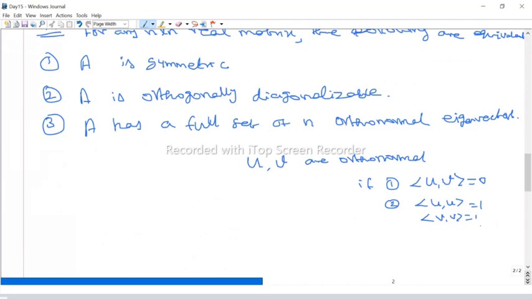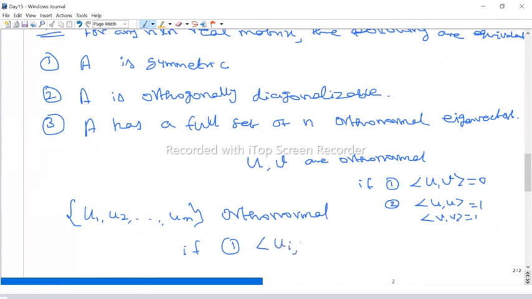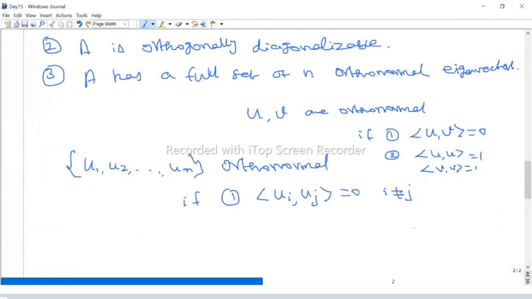Instead of taking 2, suppose you have n vectors, u1, u2, up to un. We say the set of n vectors is orthonormal if, first, the inner product of ui with a different vector uj is 0 for i not equal to j. If you take different vectors, the inner product is 0. If you take the same vector, that is ui with ui, the inner product is 1. If the set satisfies these two conditions, then we say it is orthonormal.